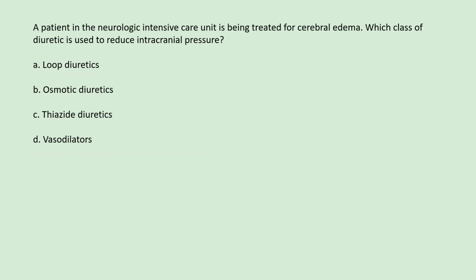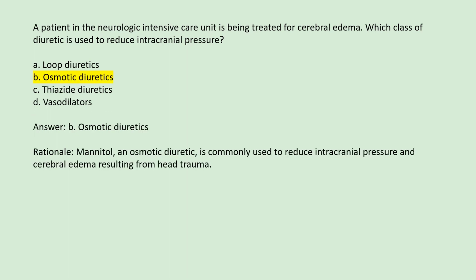A patient in the neurologic intensive care unit is being treated for cerebral edema. Which class of diuretic is used to reduce intracranial pressure? A. Loop diuretics. B. Osmotic diuretics. C. Thiazide diuretics. D. Vasodilators. Answer: B. Osmotic diuretics. Rationale: mannitol, an osmotic diuretic, is commonly used to reduce intracranial pressure and cerebral edema resulting from head trauma.